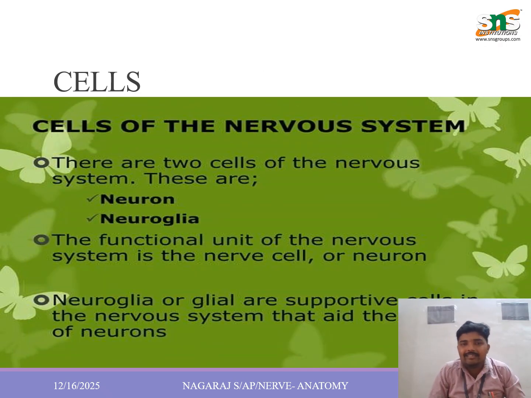Then the cells of the nervous system. There are mainly two types of cells: the neuron and the neuroglia. The neuron is the functional unit of the nervous system, the nerve cell. The neuroglia, or glia, are the supportive cells that aid the nervous system.